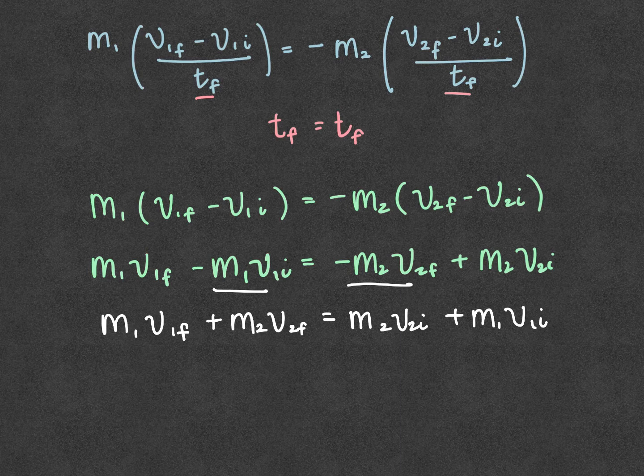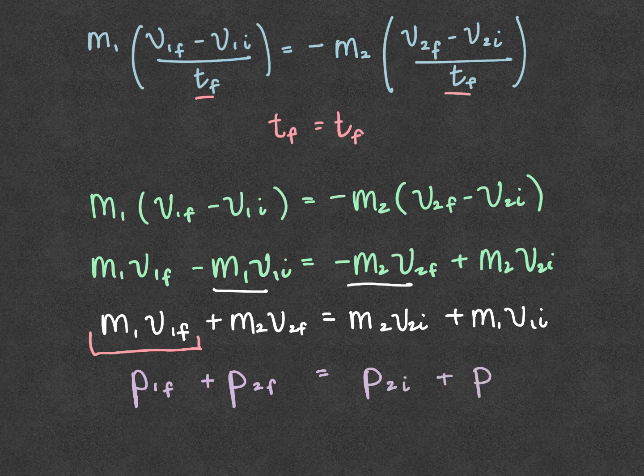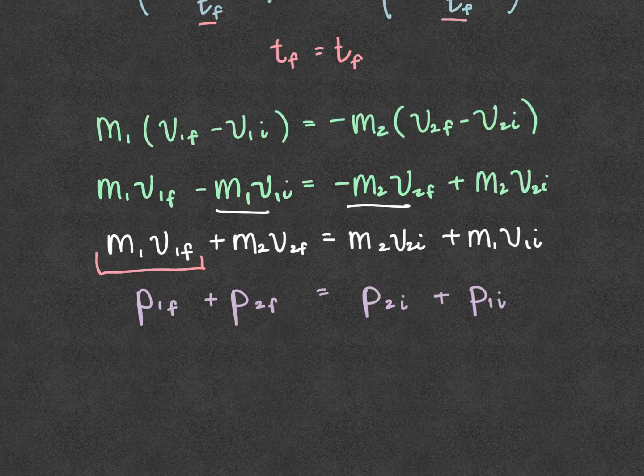And this right here, mass times velocity, is momentum. So this is the final momentum of object 1. And this is the final momentum of object 2. And this is the initial momentum of object 2. And this is the initial momentum of object 1. And on both sides I see that these quantities of momentum are added together. And whenever something's added together, that means we have a sum.